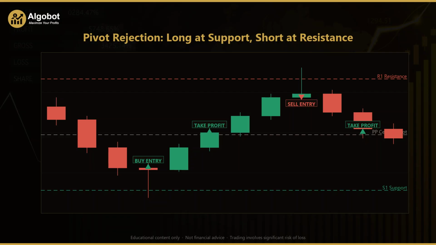So across this single illustration, you've seen both halves of the strategy working symmetrically. At support, a rejection from below set up a long back toward the pivot. At resistance, a rejection from above set up a short back toward the pivot. And remember, in live conditions, a level can fail rather than hold. And that's precisely when the hedge leg would engage to ride the breakout the other way. This is an illustrative example for educational purposes only, and real markets will not always behave this cleanly.